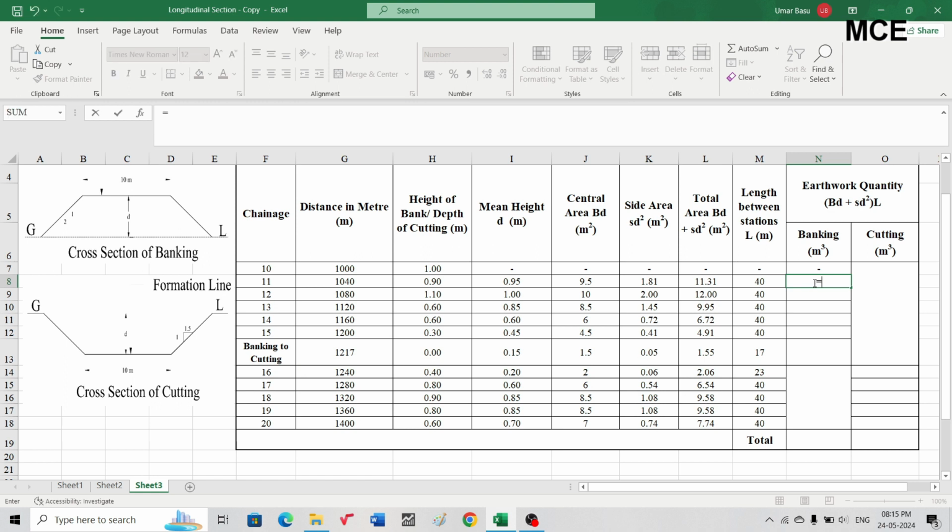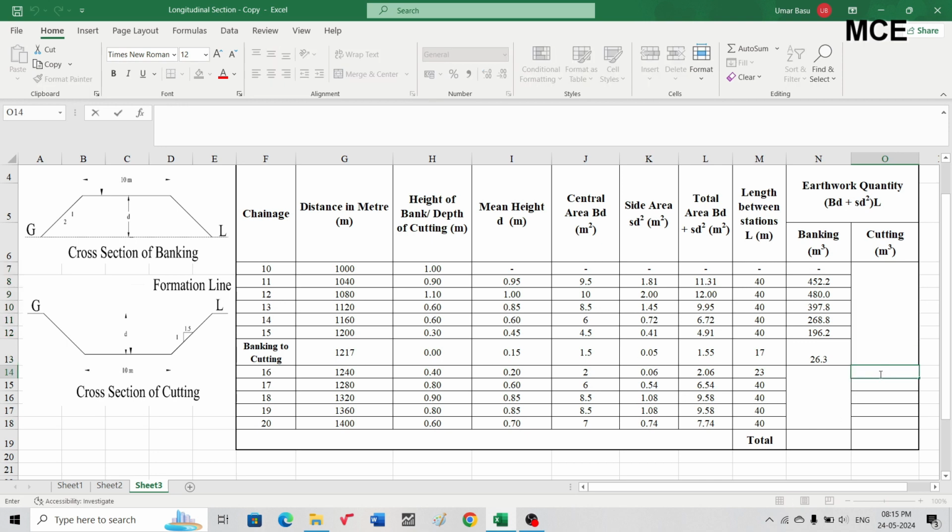Total area for chain age 11 is 11.31. Multiply it with the length between stations, which is 40, and you will get the quantity of earthwork in banking from chain age 10 to chain age 11, which is 452.2. Select this 452.2, then drag it till 1217 meter distance and you will get the earthwork in banking for the different chain ages.